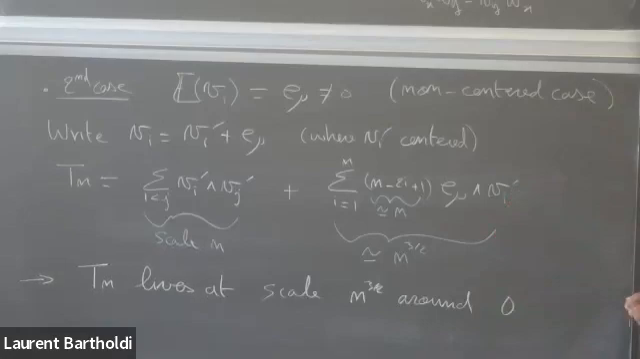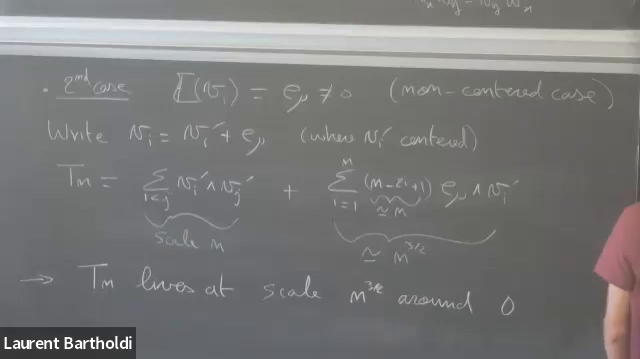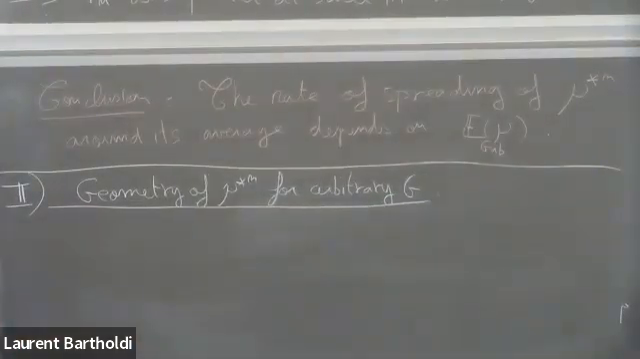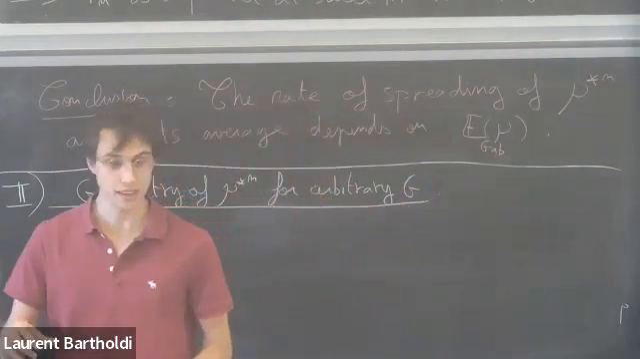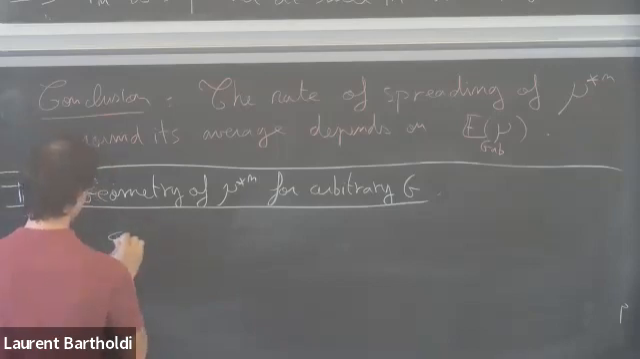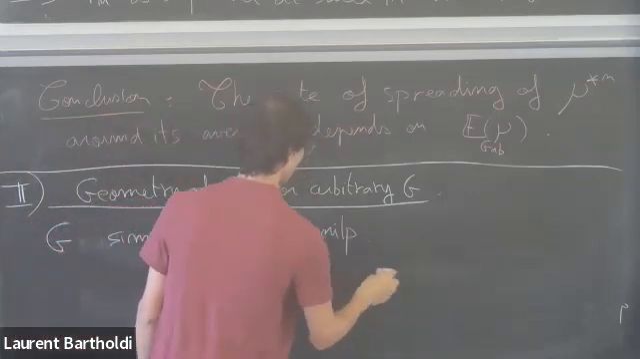Okay, so now we have some examples that help us understand what could be the general case. So what is the geometry of mu n now, for an arbitrary nilpotent group? For the general case, we are going to identify the group, which is some abstract object, some Lie group, abstract nilpotent group, with a vector space through the exponential map. So we identify the group to its Lie algebra. So we recall that G is a simply connected nilpotent group.